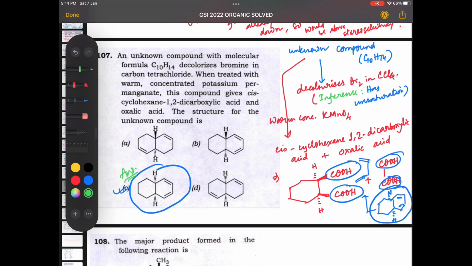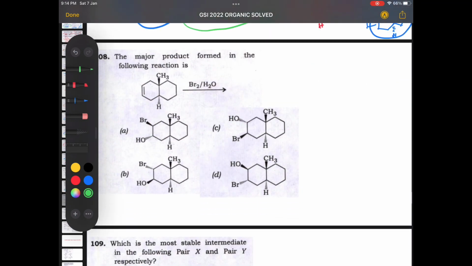So option C is the correct option. Yeah, so let us go to the next question. What is the major product in the following reaction? Okay, so Br2/H2O once again is given. We have done a similar question like this previously in this set.